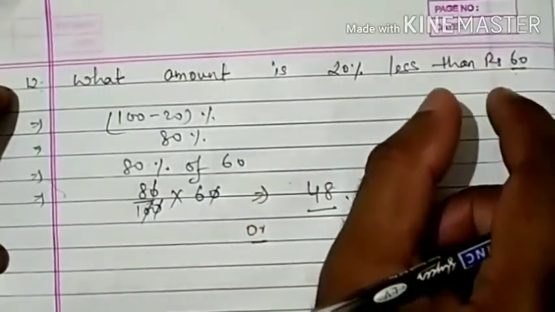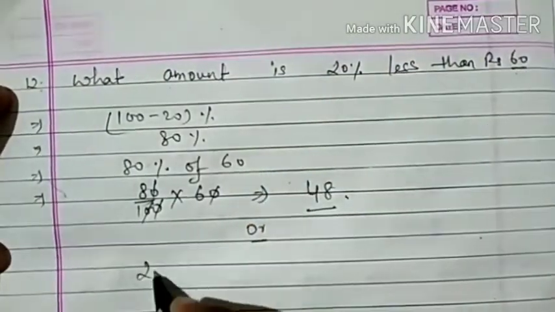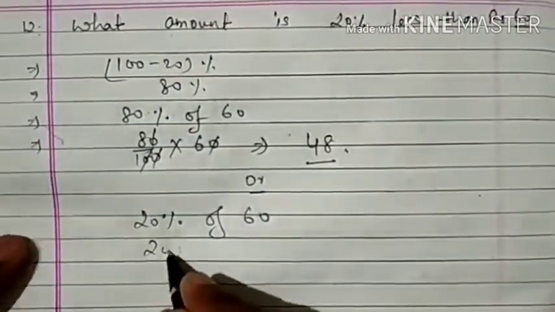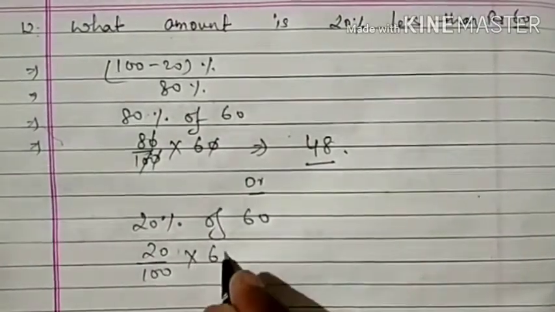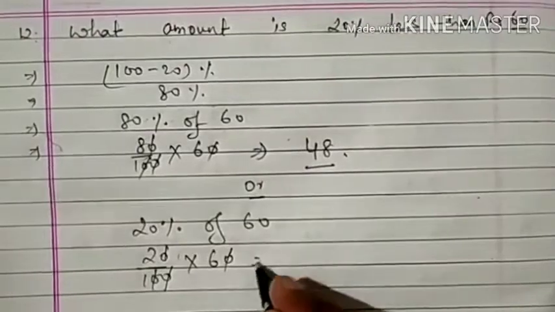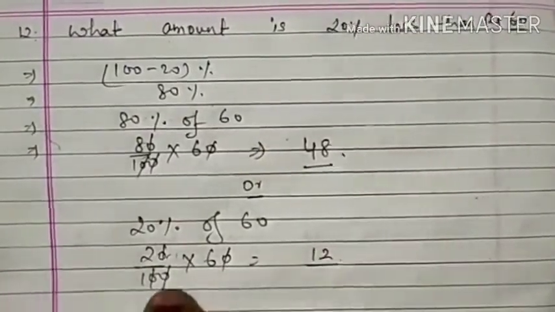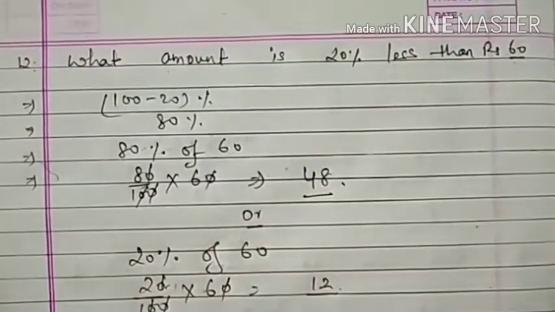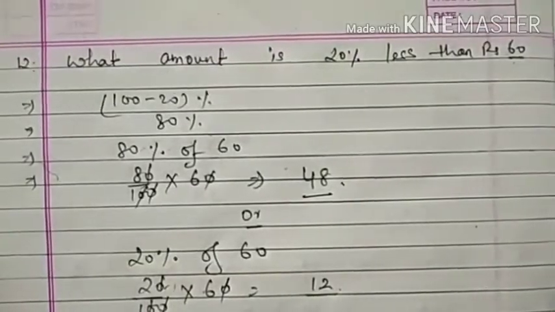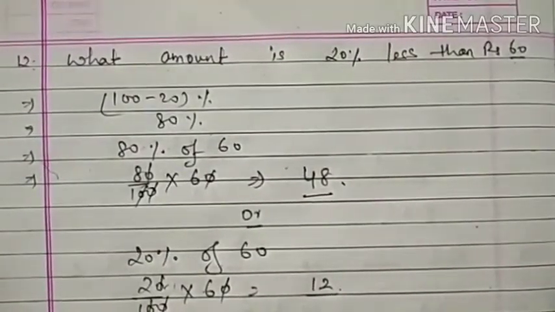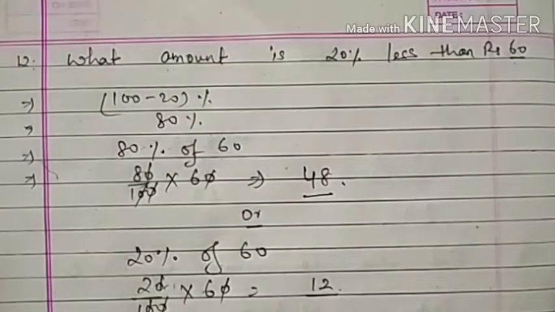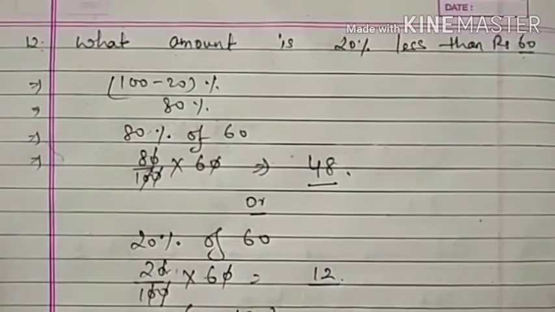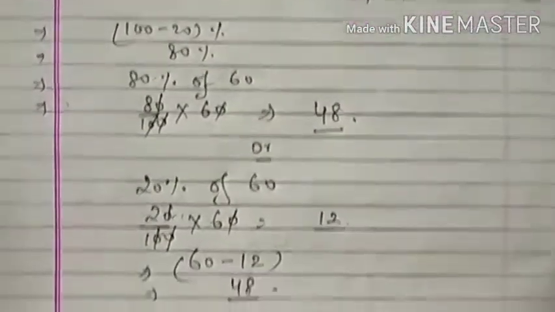Or, 20% less than 60. First we will find the 20% of 60. What is 20% of 60? 20 by 100 into 60. 0 will cancel 0, 0 will cancel 0. 6 2 ja 12. So 20% of 60 is 12. Now the question is saying less than 60, so we will subtract it from 60. 60 minus 12 is equal to 48. We will put rupees or whatever quantity is given. Okay, so let's move on to the last question of today's session.